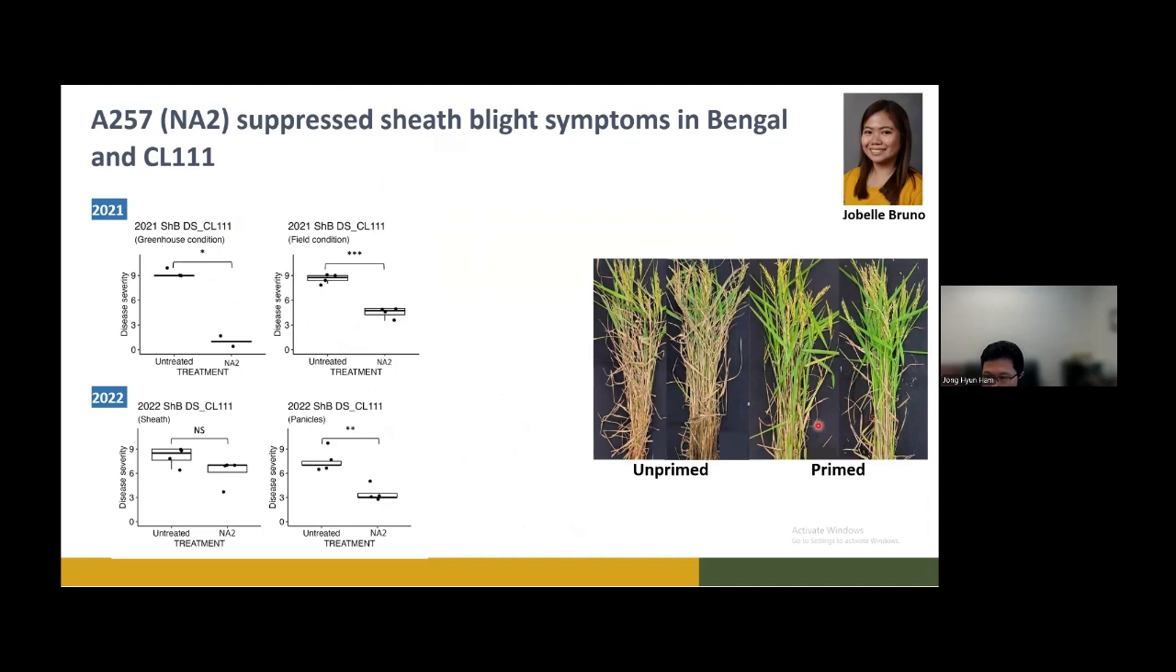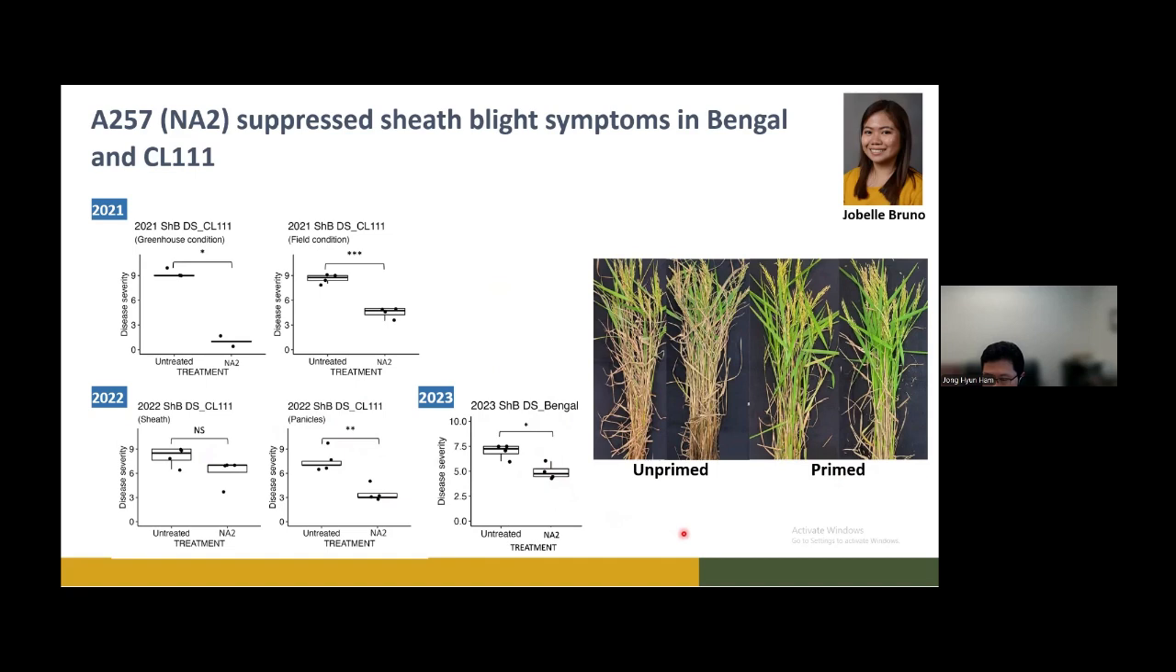from the rice grown from the seed treated with 8257. In 2020, in the sheath area, we could not see any significant reduction. But if you evaluate the panicle, we could see much lower symptomatic panicles in the seed treated plant. And a similar pattern was also observed in 2023.